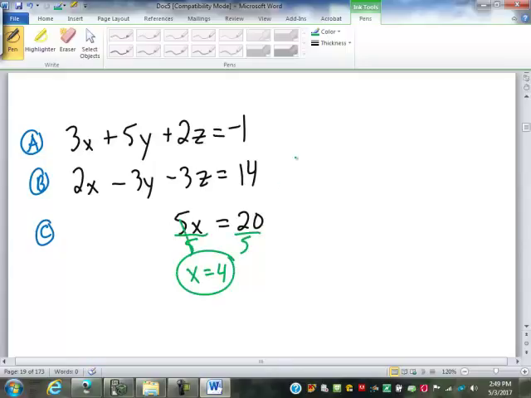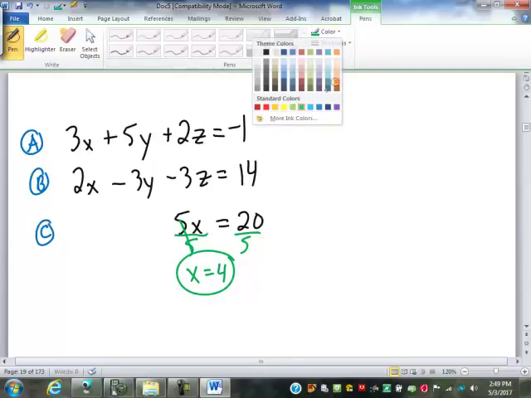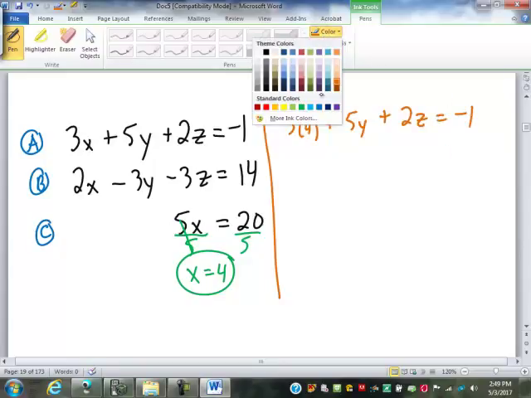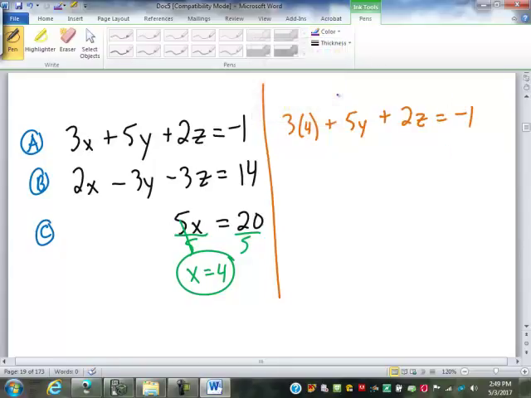Perfect. So now we can take that up and use it in the original two equations to replace x. So in equation A up here, 3x becomes 3 times 4 plus 5y plus 2z equals -1. Now I can do the 3 times 4 is 12.